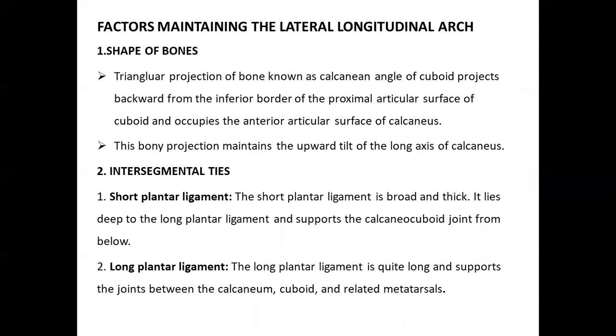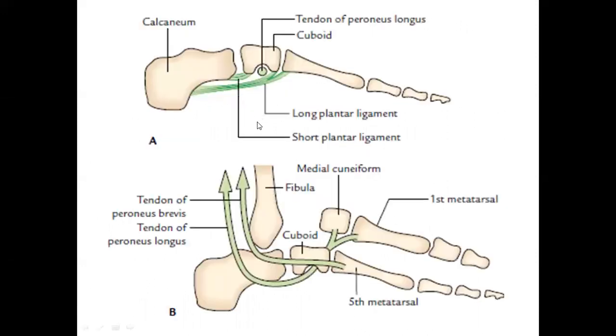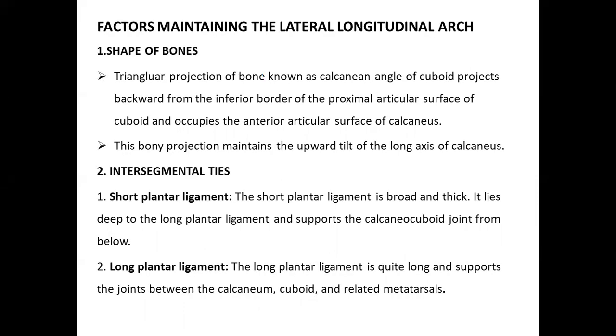There is a triangular projection of the bone known as the calcaneal angle of cuboid, which projects backwards from the inferior border of the proximal articular surface of cuboid and occupies the inferior aspect of the surface of calcaneum. Basically, एक projection है cuboid के पीछे की तरफ जो calcaneum में fit रहती है, वो maintain करती है upward tilt of the long axis of calcaneum.